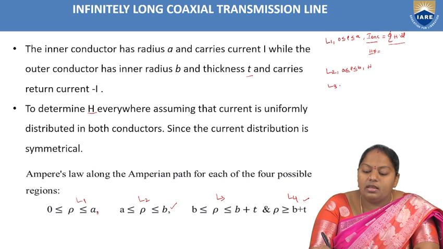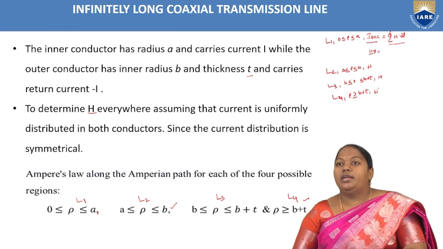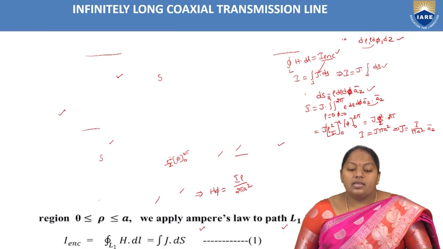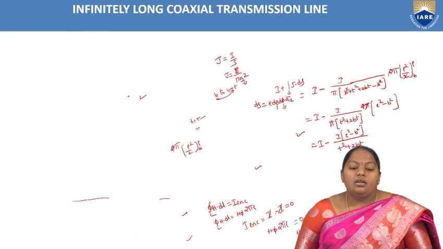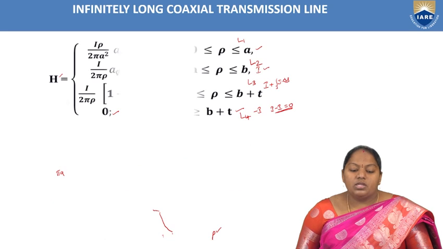Now, if you consider path L3, the region we have considered is B less than or equal to rho less than or equal to B plus T. In this case also, H we have evaluated. Next, the last case, path L4, we consider the region as rho greater than or equal to B plus T. In this case also, we have evaluated the magnetic field intensity H. So from all these cases, we have evaluated the magnetic field intensity and how it varies in each respective case.